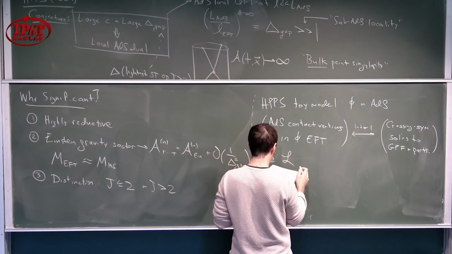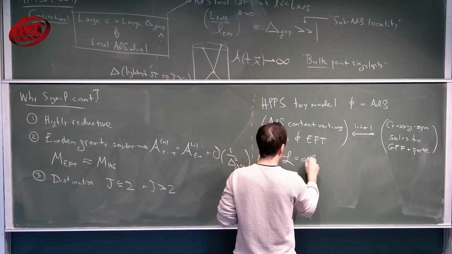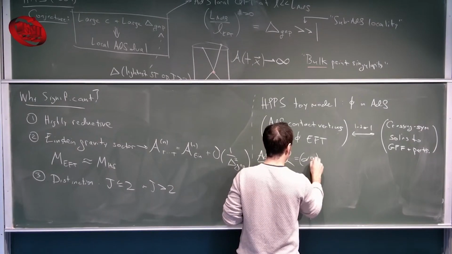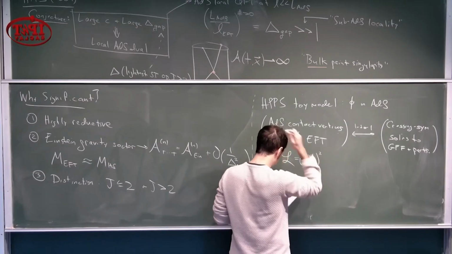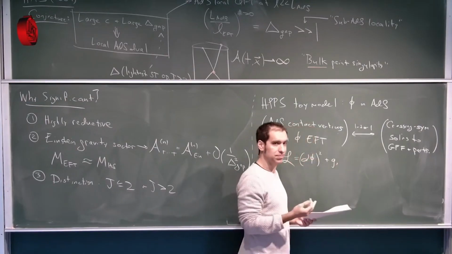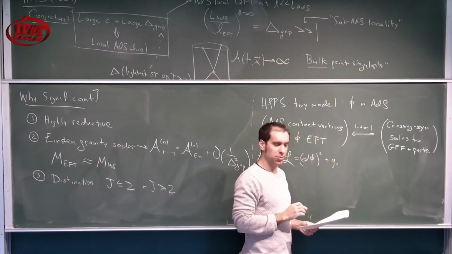you can imagine we have some Lagrangian for some scalar phi. The kinetic term (d phi)^2. And then we have some derivative expansion in quartic vertices. So we're just going to focus on 4-point.